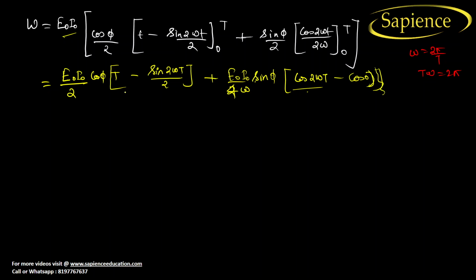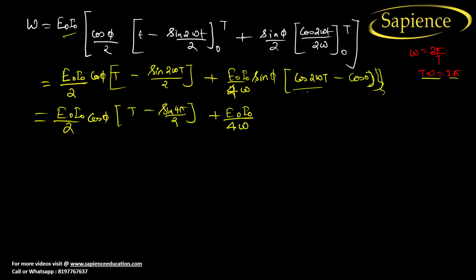Okay, now tell me. See here, T omega can be written as 2 pi. So from here E naught I naught divided by 2 cos phi. Now T minus sin 2 omega T, and T omega can be written as 2 pi. So this will be sin 4 pi by 2 plus E naught I naught by 4 omega sin phi.